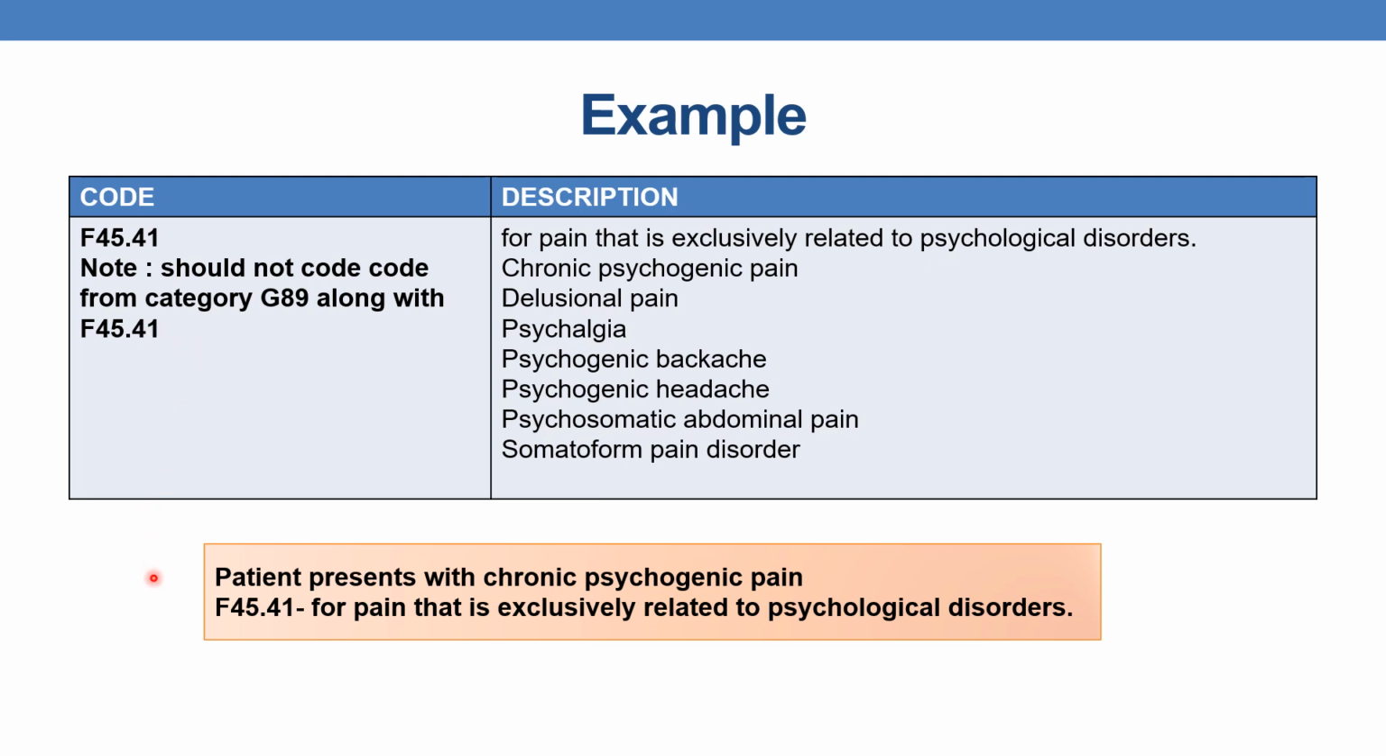Let us see an example. Patient presents with chronic psychogenic pain. Here, for psychogenic pain, you can see chronic psychogenic pain is a synonym. So you can code F45.41. But additionally, you should not use a chronic pain code because they should not be coded together.